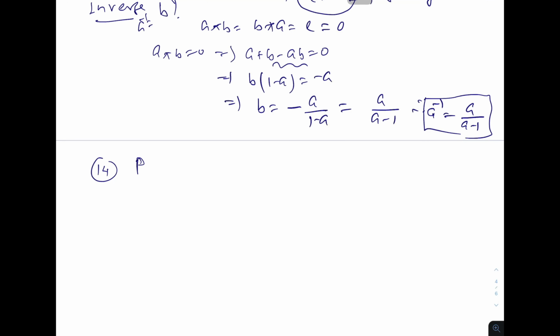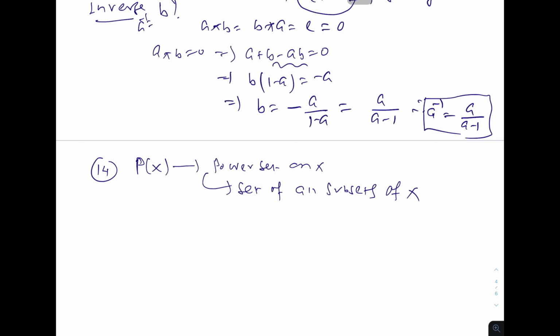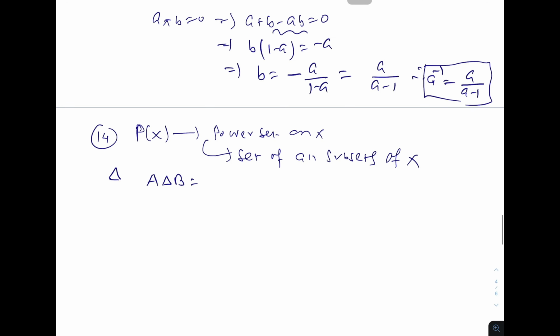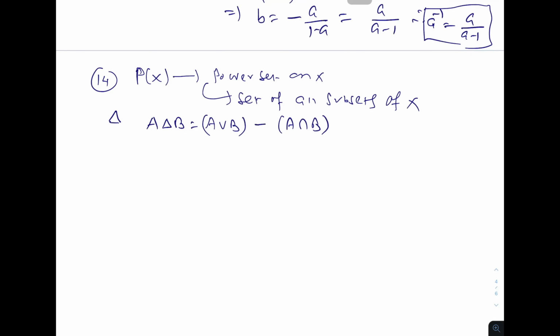So the power set P(X) is a set, and P(X) is a power set. Power set means the set of all subsets of X. Now here the operation is given like this, delta. So A delta B equals A union B minus A intersection B. That is the operation delta. Basically it is this one.